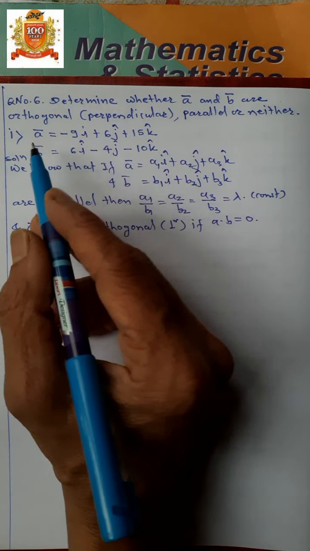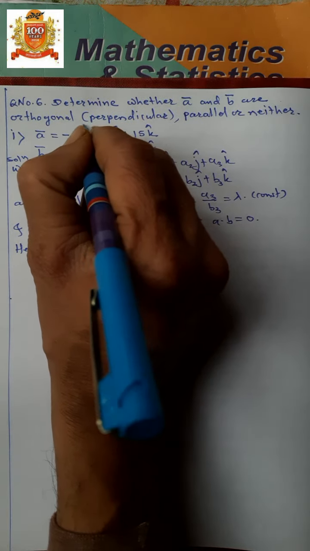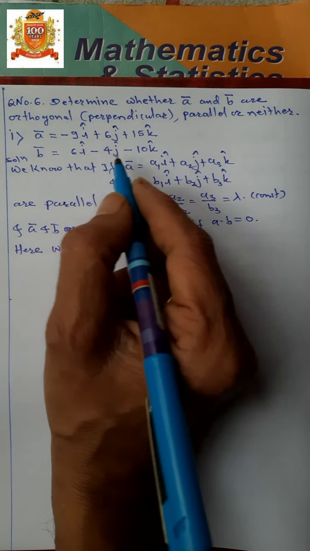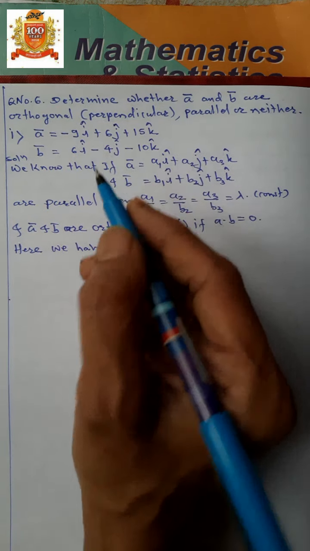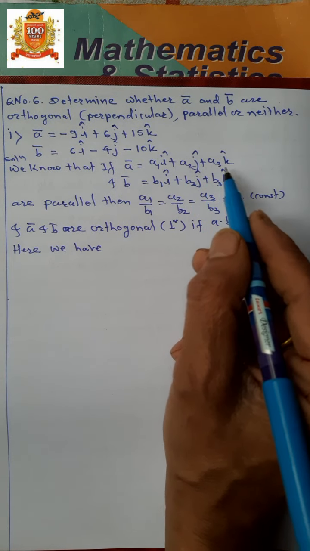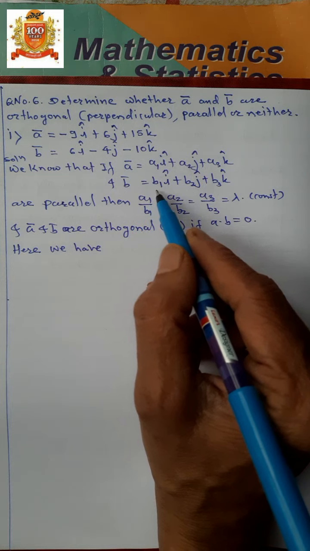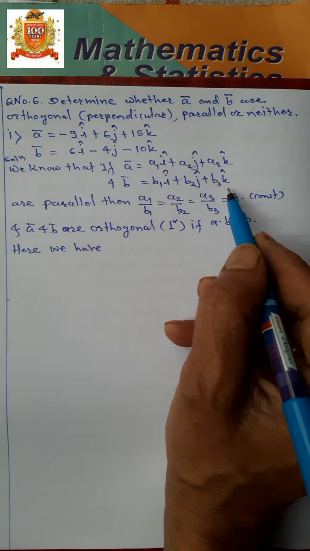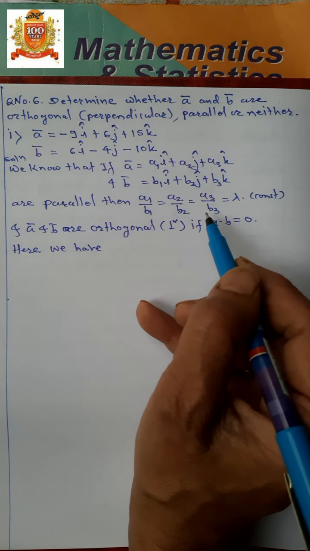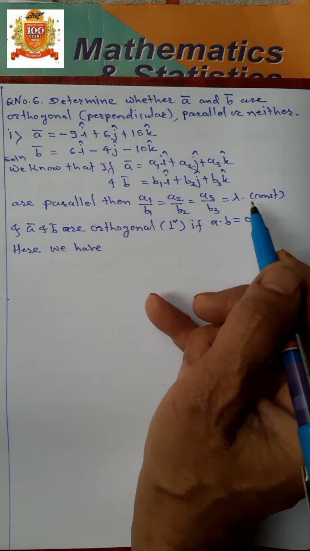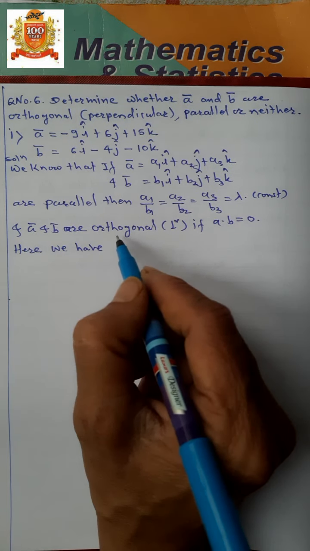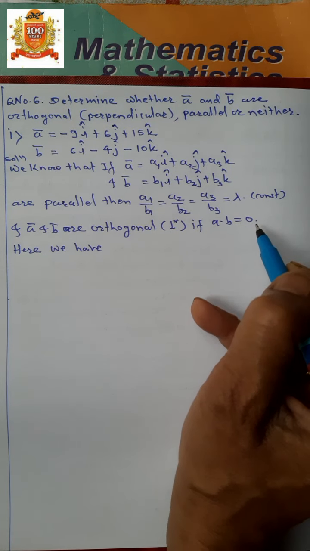Question number 1. A bar is equal to minus 9i plus 6j plus 15k, and b bar is equal to 6i minus 4j minus 10k. Let us solve this question. We know that if a bar is equal to a1i plus a2j plus a3k and b bar is equal to b1i plus b2j plus b3k are parallel, then a1 upon b1 is equal to a2 upon b2 is equal to a3 upon b3 is equal to lambda, that is constant. And a bar and b bar are orthogonal if a bar dot b bar is equal to 0.